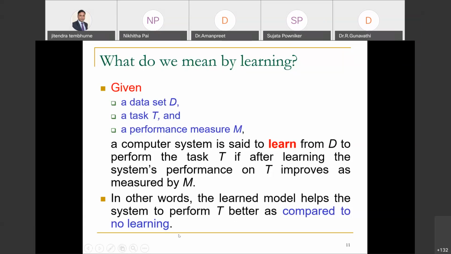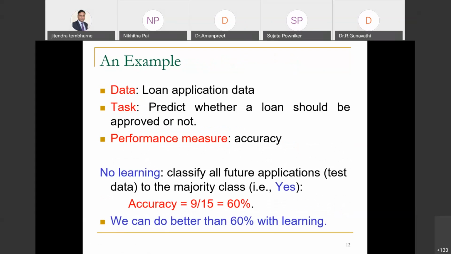No learning is not the solution. With no learning, statically we can see this is the application, but this is not the correct way, where the accuracy will not be good. So here we are taking the help of learning, and through that learning we are trying to improve the accuracy, the performance. Now moving further, for example, suppose I have data which is loan application data.